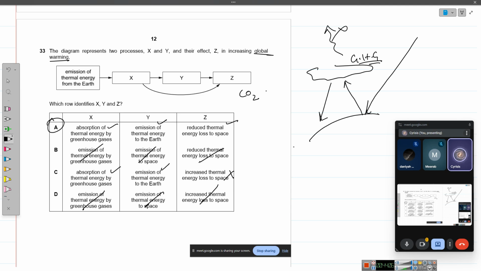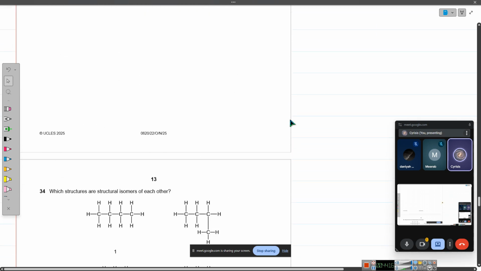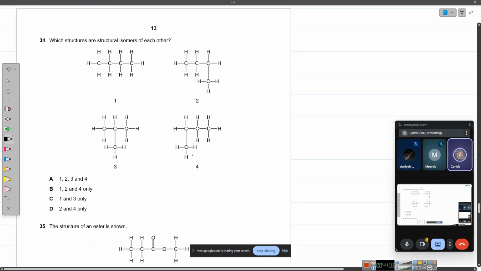So X, Y, Z is what they're stating over here, right? I thought that this was going to be this, right? Keep in mind, I haven't done this paper before, right? This is the first time I'm doing this 25 paper. I've only done up to 24 papers. 25 paper, I didn't get the chance to have a look at it.